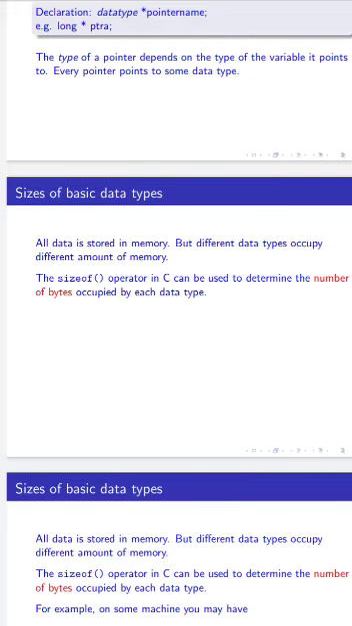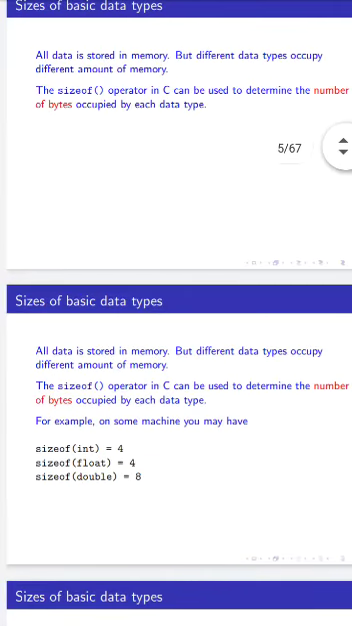The sizeof operator in C can be used to find the number of bytes occupied by each type. Okay, that means from the sizeof operator you can know how many bytes are occupied in memory, what the type of the variable is, and on the basis of that data type it will occupy the same type of space in this memory. So all data is stored in memory, but different data types occupy different amounts of memory.